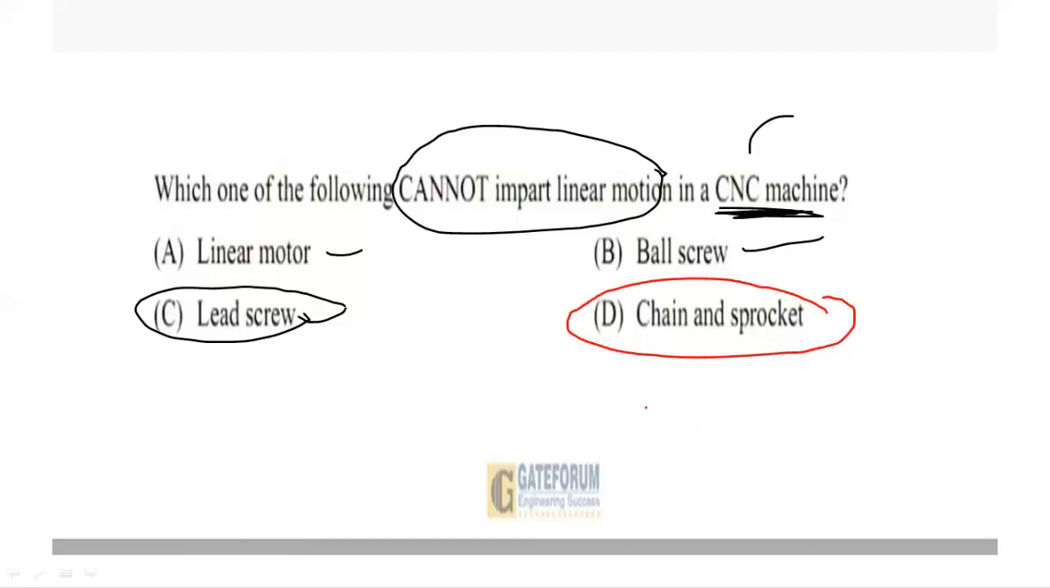So according to this, the correct answer is what, my dear friends? D. D is your correct answer, which will not impart linear motion. So hopefully, my dear friends, a slightly easy question has been asked from this particular section of design of machines, and you can get the marks very easily.